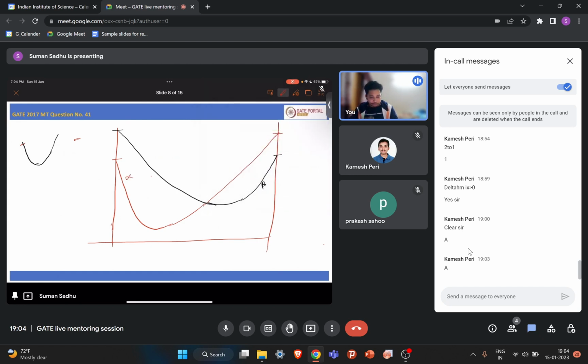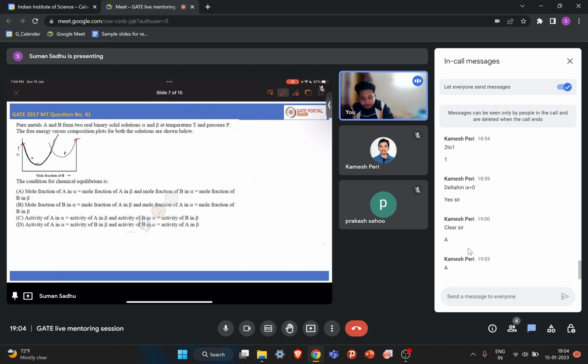Okay. So what was the question? The question is: pure metals A and B form two real binary solid solutions alpha and beta at temperature T and pressure P. The free energy versus composition plots for both the solutions are shown below. What is the condition for chemical equilibrium? Just now we discussed the condition for chemical equilibrium: when the chemical potential of A in alpha is the same as the chemical potential of A in beta, or the chemical potential of B in alpha is equal to the chemical potential of B in beta. Is it clear? Because this is the condition for chemical equilibrium, we should have a common tangent between these two phases.